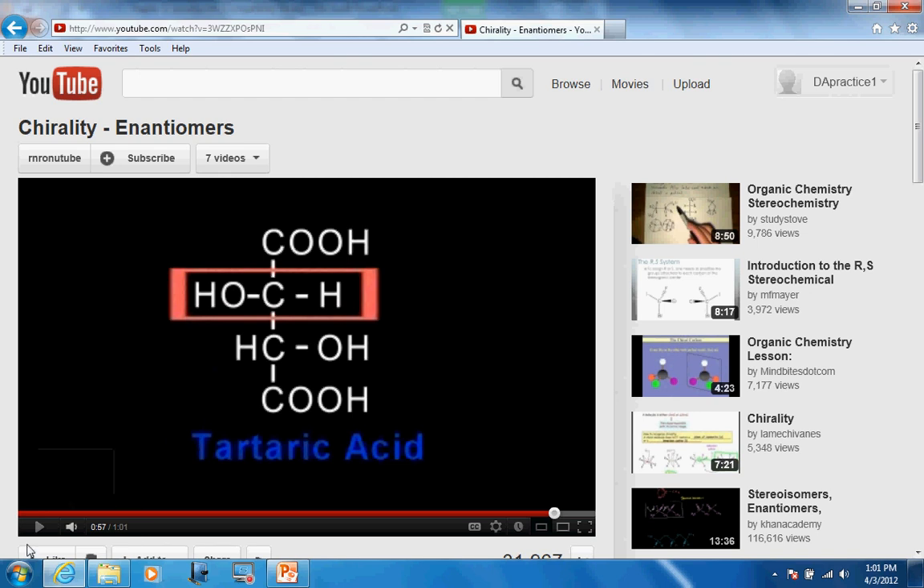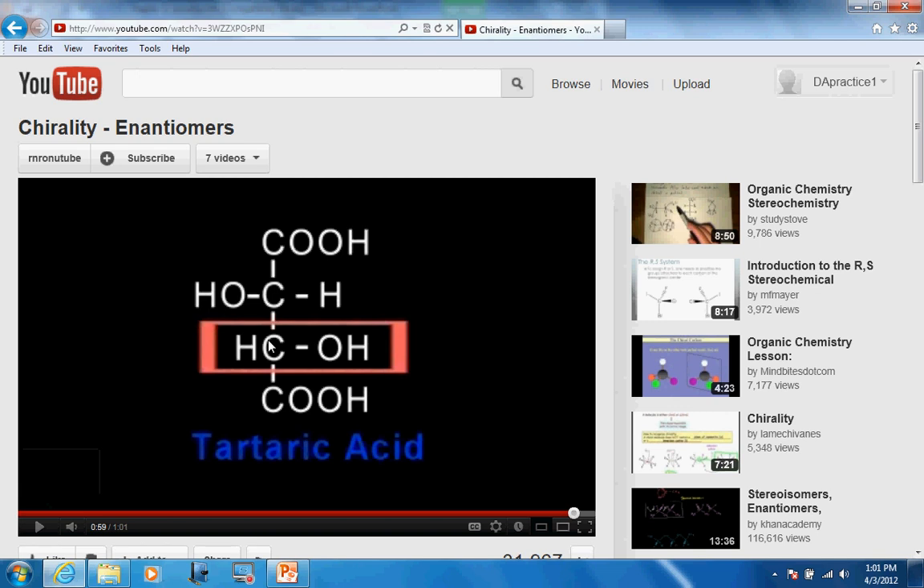If we look at the next one, this carbon here. So when we're talking about chirality, we're looking at one carbon at a time. That's actually really important. Some people don't realize this. We're not talking about the whole molecule. Looking at one carbon at a time. Hydrogen, OH here, this whole thing up here, and COOH down there.